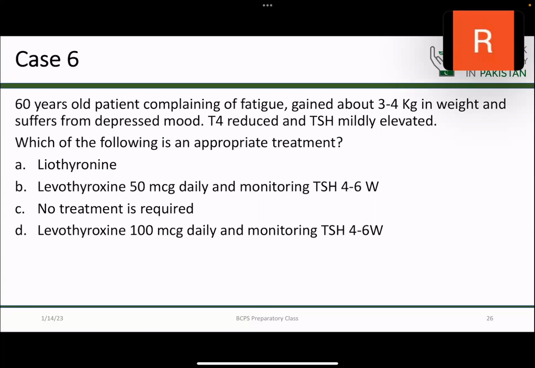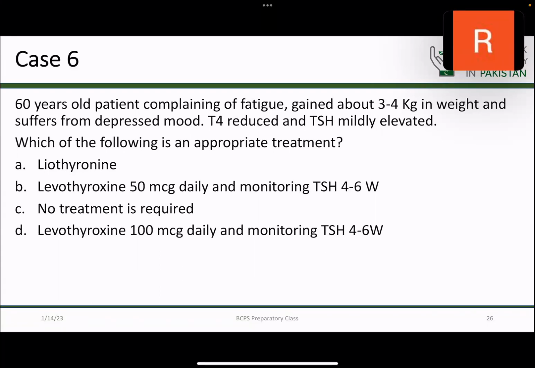So there is a catch in this question. If you didn't see that thing, you can answer it wrong. Most of the participants are saying option B. Okay, levothyroxine, 50 microgram daily and monitoring TSH after 4 to 6 weeks.